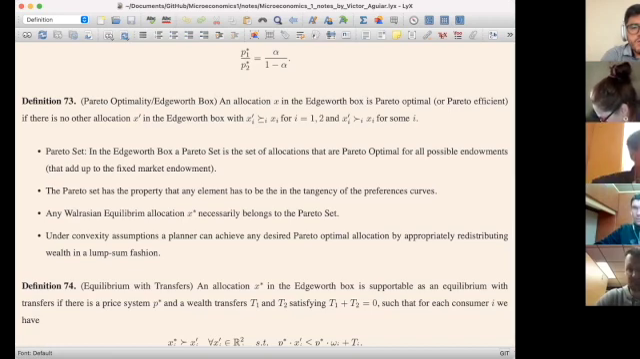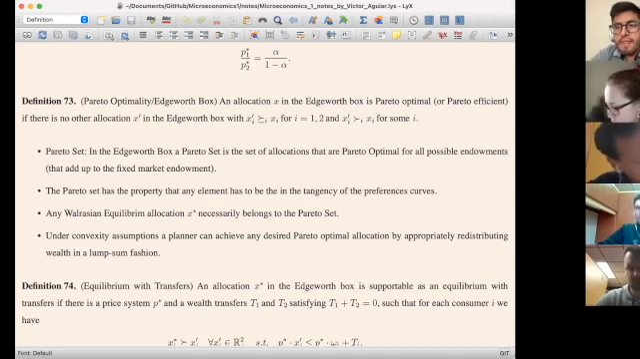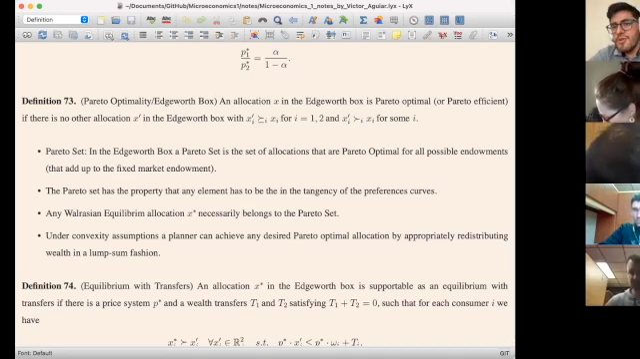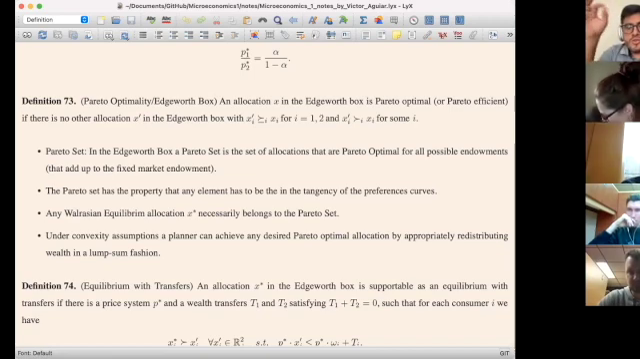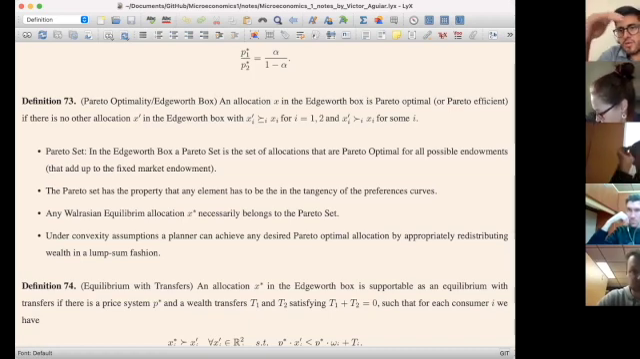The Pareto set has the property that any element has to be in the tangency of the indifference curves. This is the key part. Finding the Pareto set is one of the classical questions in the core exam. Essentially, it's trivial if you have classical preferences such as Cobb-Douglas or others. You just find it as the tangency of the two indifference curves, right? So you just find the points of tangency, and then that describes the Pareto set together with feasibility.